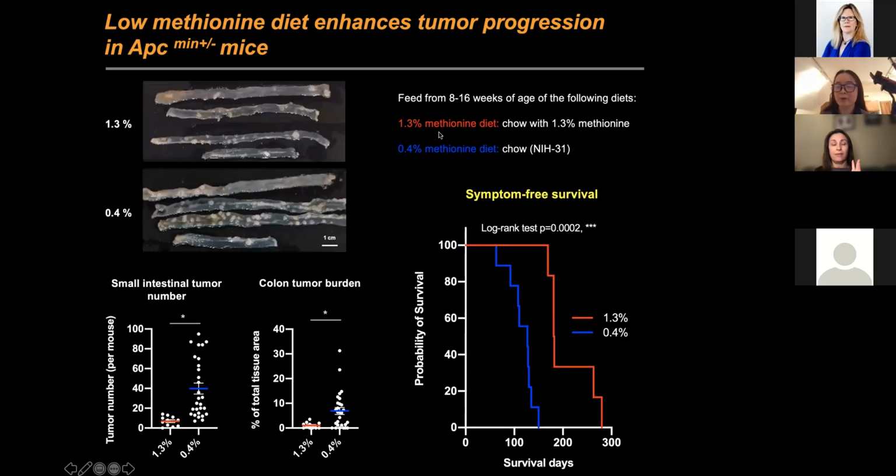So again, as you can see here, for mice fed this diet, animals fed a diet containing lower methionine have an increased tumor number in the small intestine and an increased tumor burden in the colon, and have reduced lifespan. So then what is going on there?